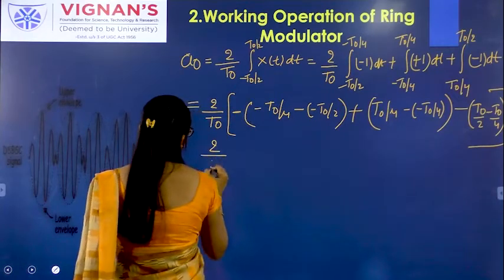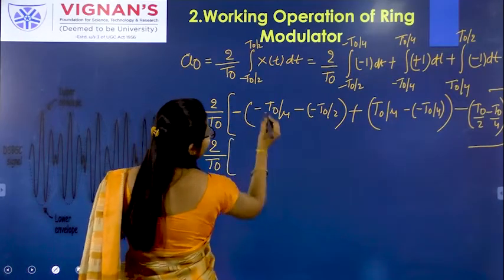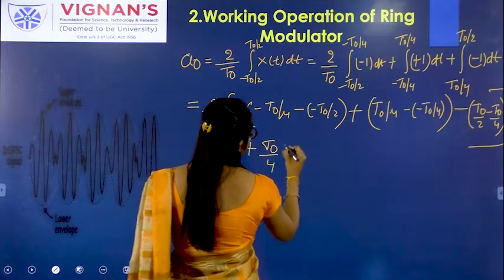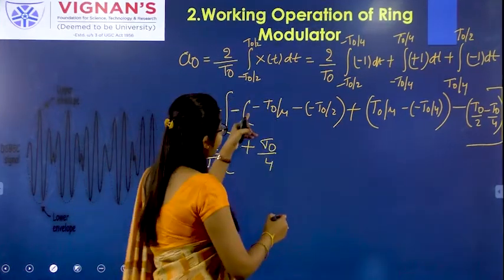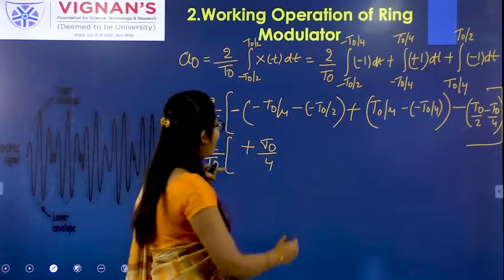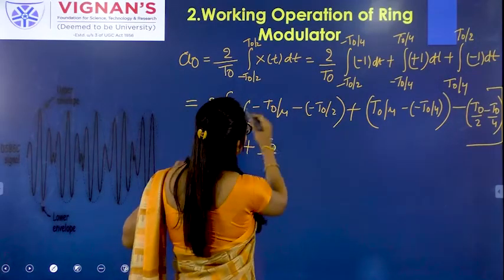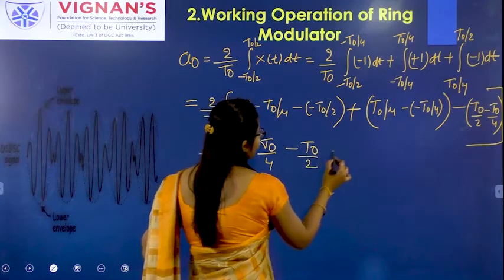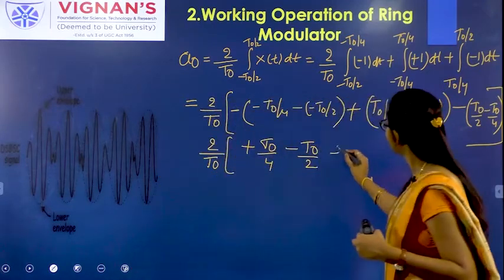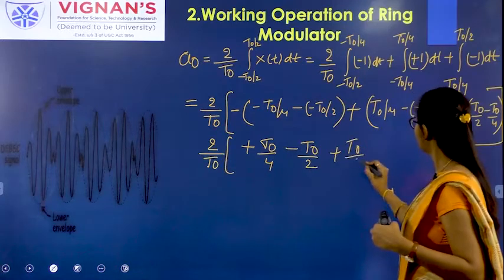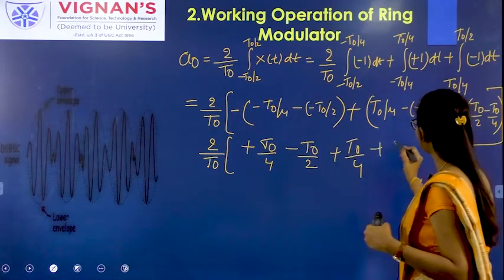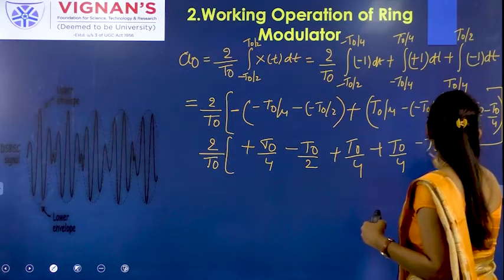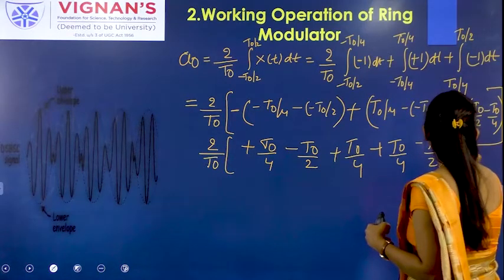So finally you will get 2 by t naught, minus into minus plus t naught by 4 again. So minus of minus plus t naught by 4, and minus of minus plus into minus, again you will be getting minus t naught by 2, and here plus t naught by 4, and minus of minus plus t naught by 4, minus t naught by 2, and again plus t naught by 4.